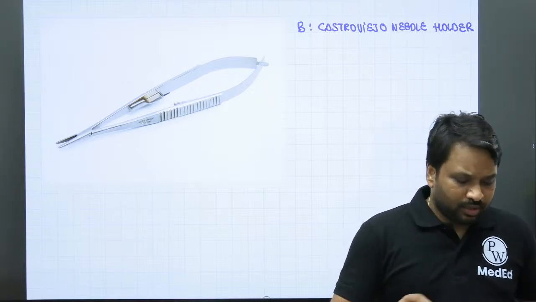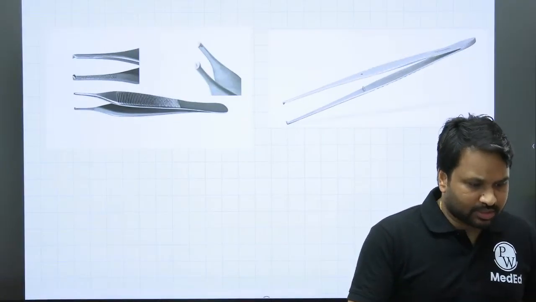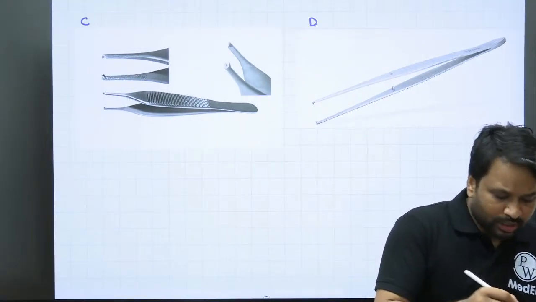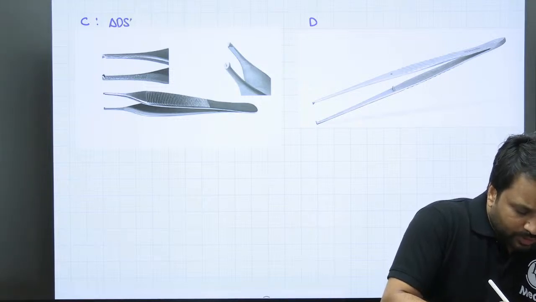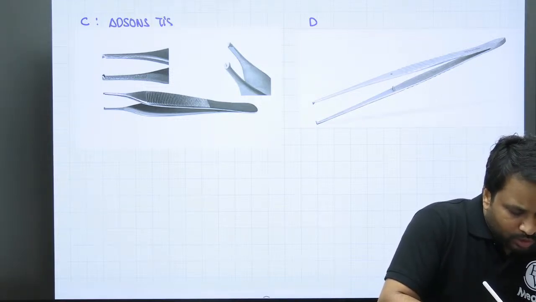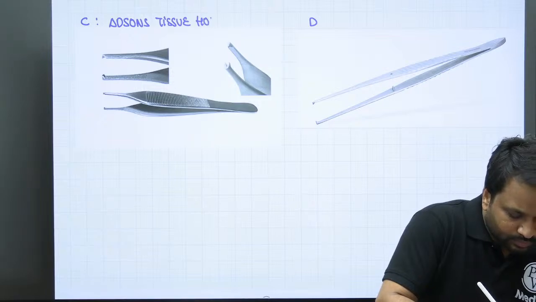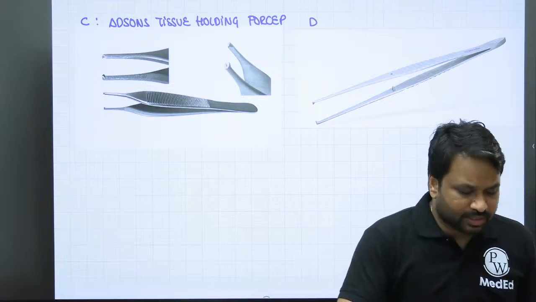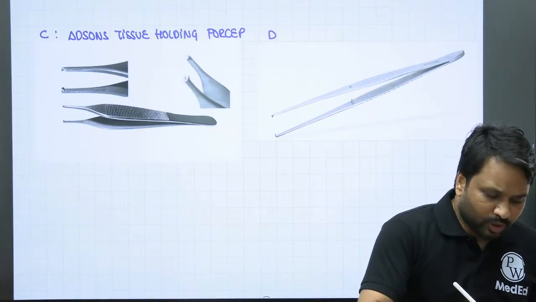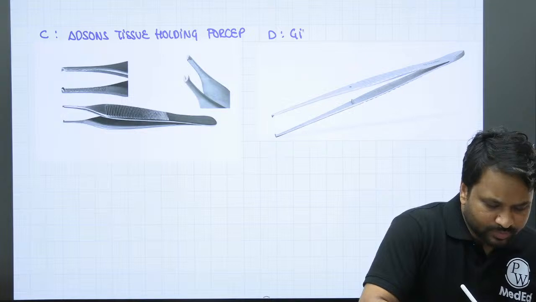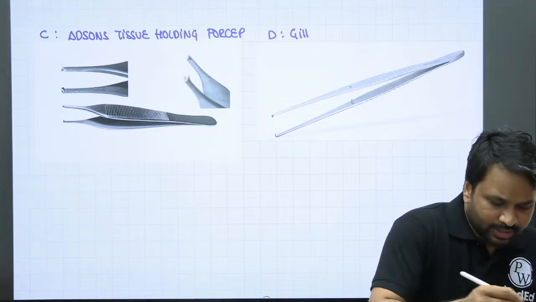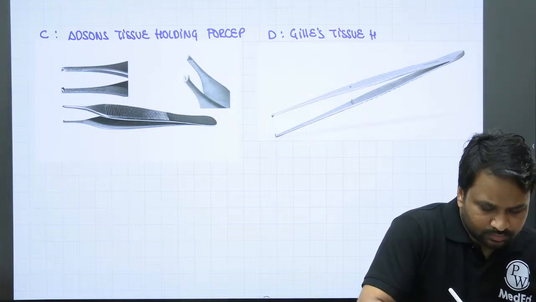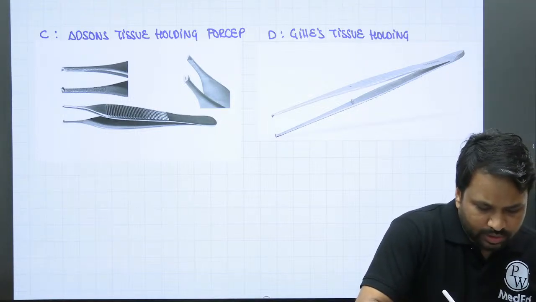Okay. Now the next instrument that you will see is this, right? We have instrument C here and instrument D here. Instrument C is a tissue holding forceps, and this is what we call the Adson's tissue holding forceps. This is the Adson's tissue holding forceps. This is what we call the Gillies tissue holding forceps.